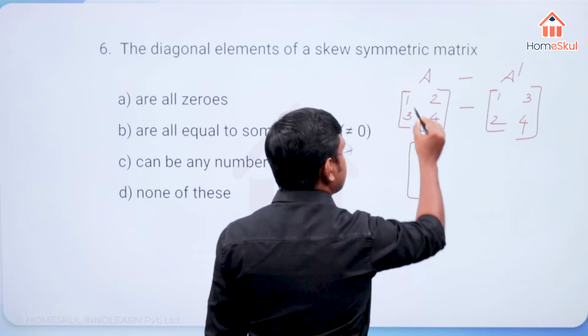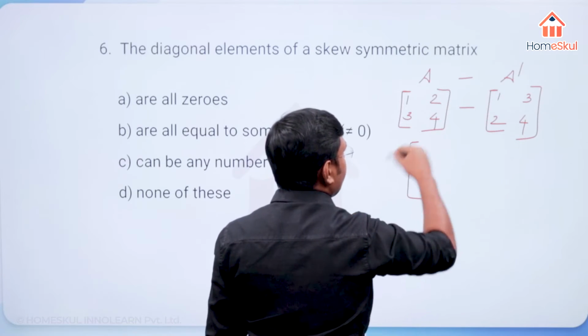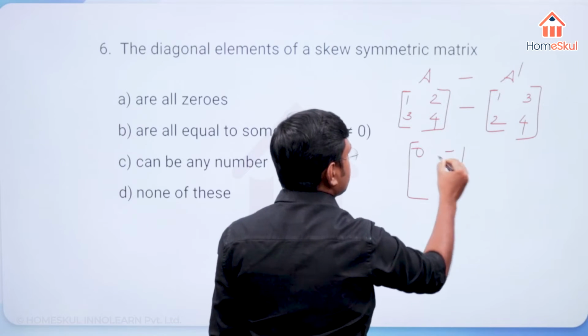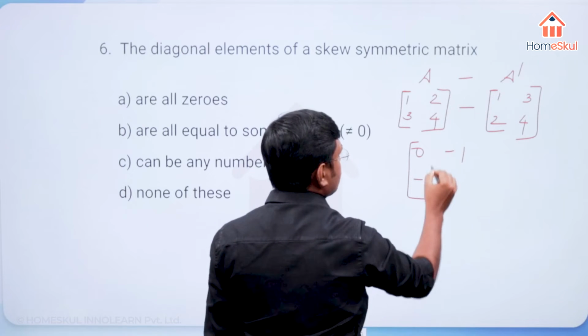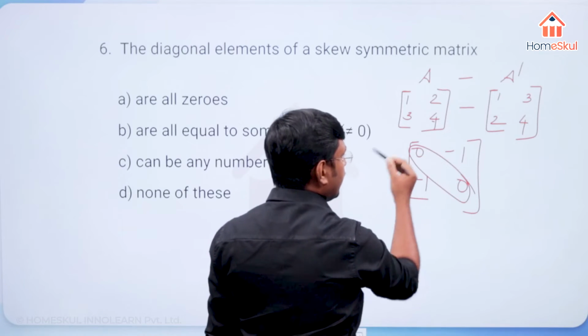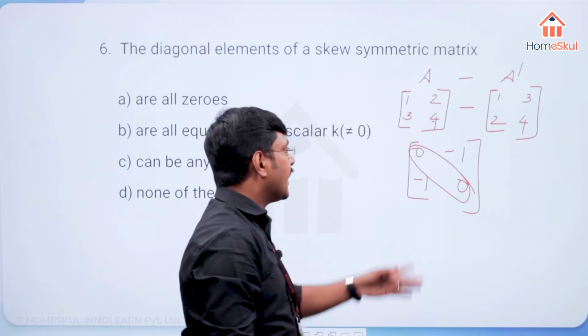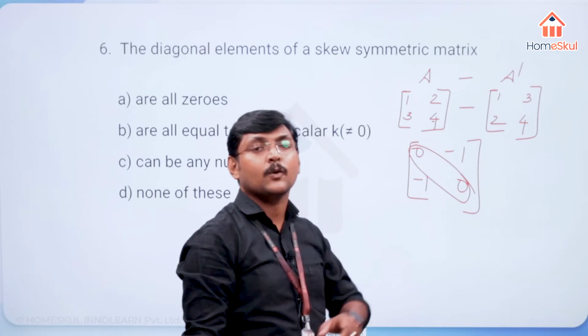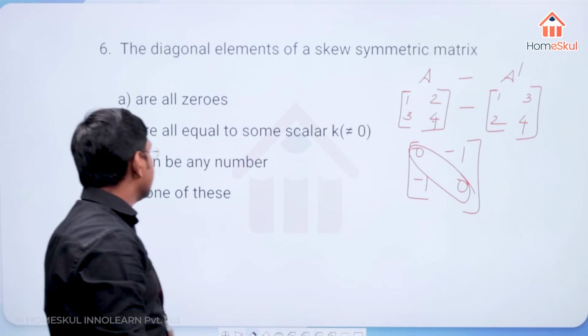On taking the difference: 1 minus 1, 0; 2 minus 3, that is minus 1; 3 minus 2, that is minus 1; 4 minus 4, that is 0. On checking this, these are the diagonal elements. As we can see here, the diagonal element of a skew symmetric matrix is always 0. Correct? So let me see what happens.